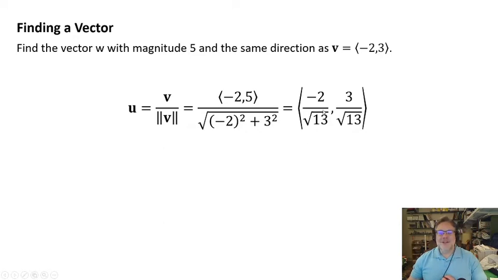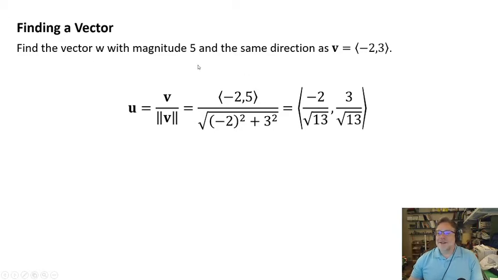Its magnitude is the square root of 13, and so we're dividing both of these by the square root of 13. And what we've got here now is a vector pointing in the same direction as v, but with a magnitude of 1. This is a unit vector in the direction of v.